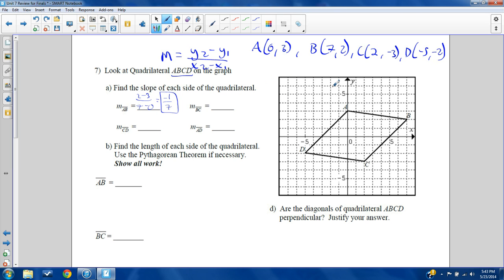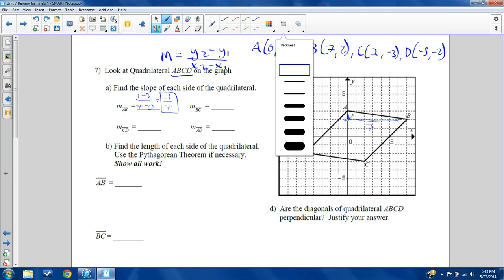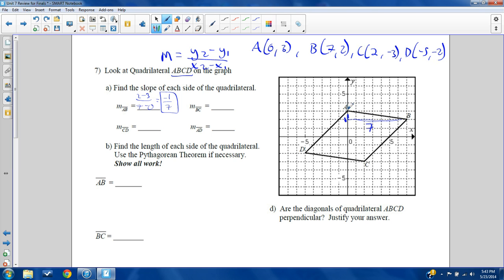But that y2 minus y1, remember, that's just how much did it change? From 3 to 2, it went down 1. I went down 1, then I went over 7. And that's really what I'm going to be looking at when I do these problems. In fact, I'm going to keep those numbers up here because they're going to help me for the next set of problems. That's a 1, that's a 7. Little deeper there, 1 and 7.